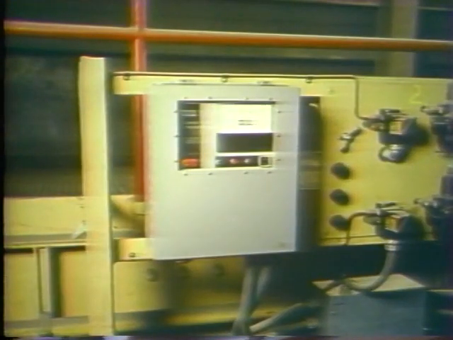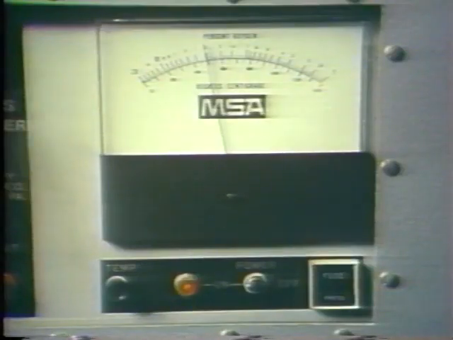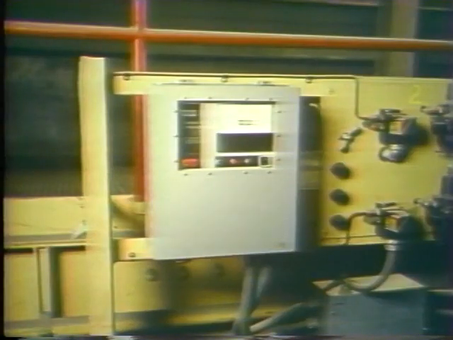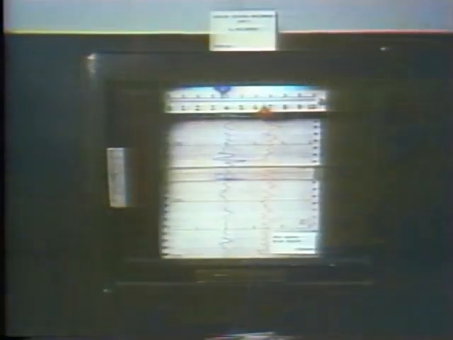Let's take a look at another instrument system. This is an electronic transmitter with a sensor that measures the amount of oxygen in the flue gas. Notice that this transmitter has local indication. The transmitter sends an electric signal that operates this recorder. The recorder makes a permanent record of the amount of oxygen in the flue gas.